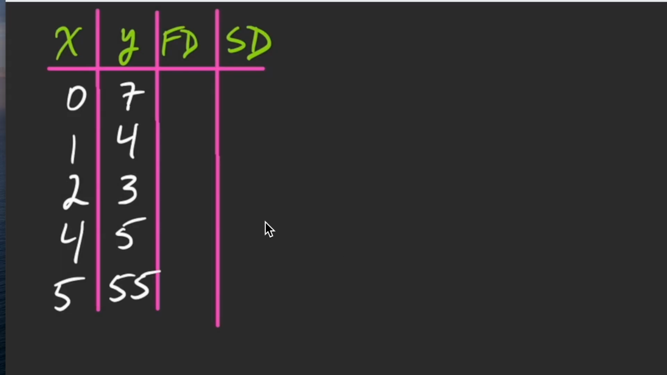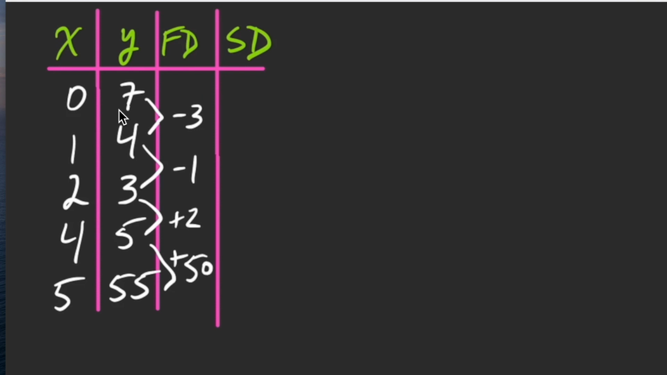In this next example, we again first check to see that x is advancing by 1, so we can proceed with our analysis. Our first difference is going to be 4 minus 7, which is going to be negative 3. Here it's going to be negative 1. 5 minus 3 is positive 2. 55 minus 5 is positive 50.